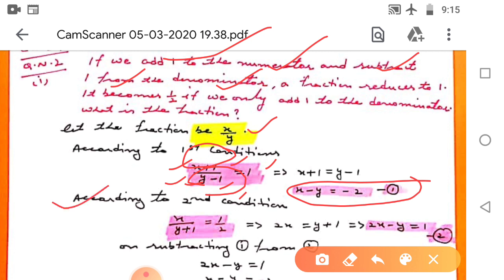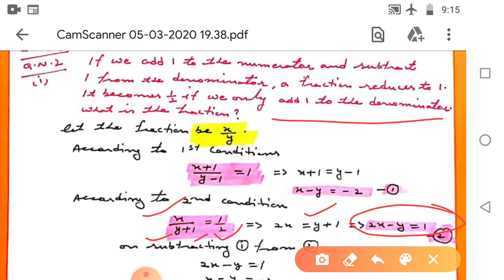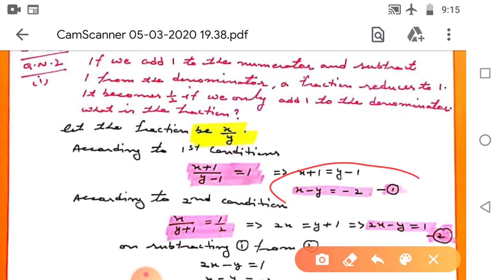Now according to the second condition, if we add 1 to the denominator, nothing to do with the numerator, it remains the same as it is, that is x. And we add 1 to the denominator, so that is y plus 1. So x upon y plus 1 is equal to 1 by 2. So this is 2x is equal to y plus 1 and 2x minus y is equal to 1. Clear? So we have two equations: x minus y is equal to minus 2 and 2x minus y is equal to 1.